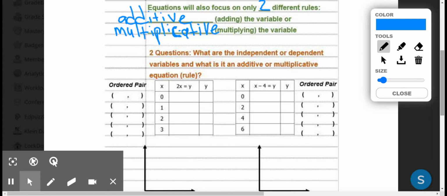Now with this in mind, we're going to focus on two questions. What are the independent and dependent variables in a situation? And what is an additive or multiplicative rule? It's actually a lot simpler than it sounds.